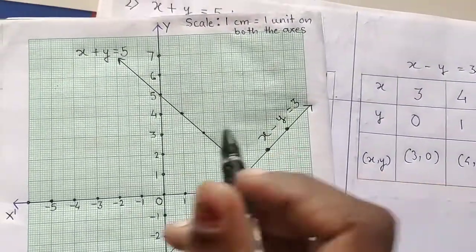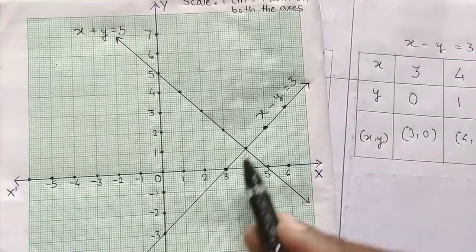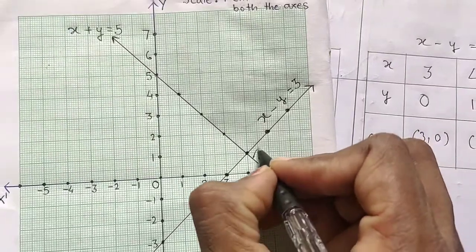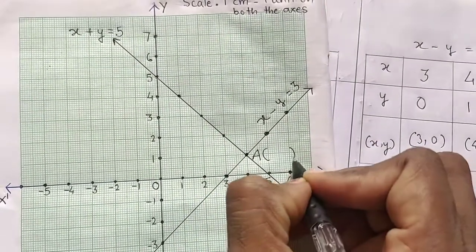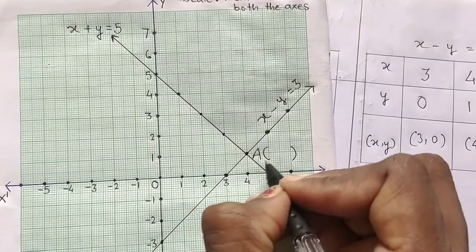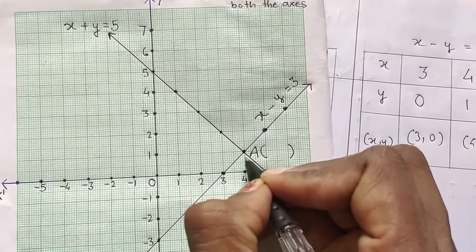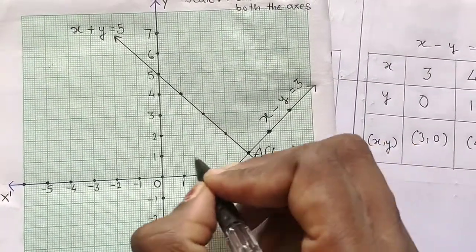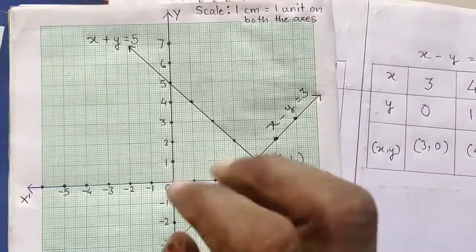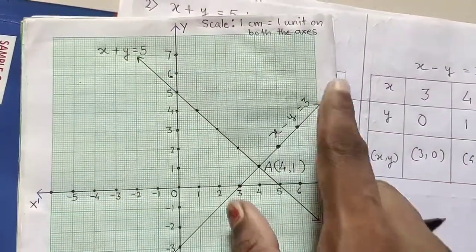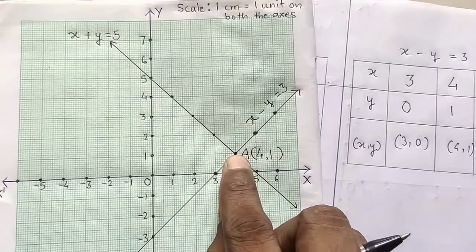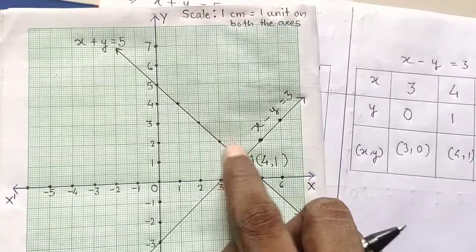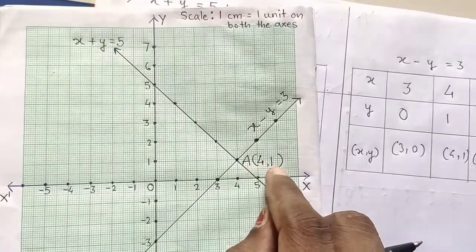Okay, now see, this is your first line and this is your second line, and both the lines intersect here. So let us call this point A, and now write the coordinate pair. So what is the x value? 4. And what is the y value? 1. Okay, so in this case these two lines are intersecting at point A, that is 4 comma 1. That means the solution of these two lines is 4 comma 1.